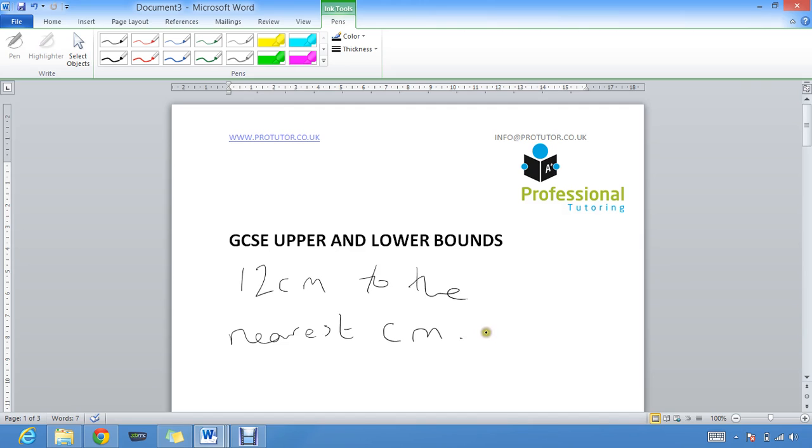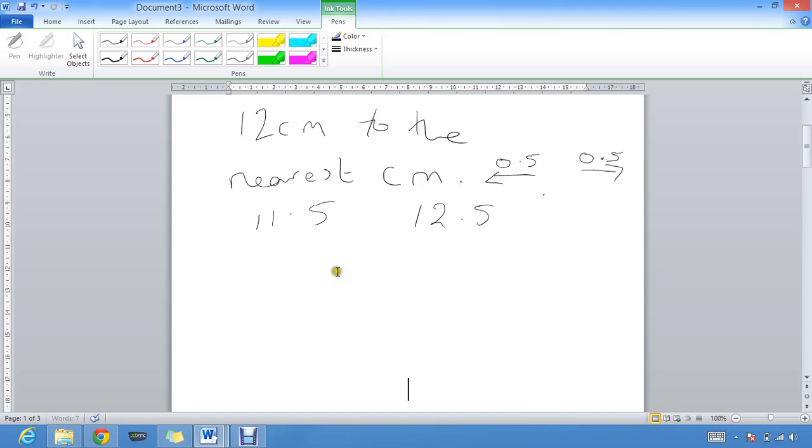So either way, my margin of error, meaning I can go this way, decrease by 0.5, or I can increase by 0.5. So therefore my margin of error will be 12 minus 0.5, which is 11.5, or 12.5. So my lowest value, my lower bound will be 11.5, my upper bound will be 12.5. Okay, so now that is because we have 1 centimeter, you have to divide it by 2.